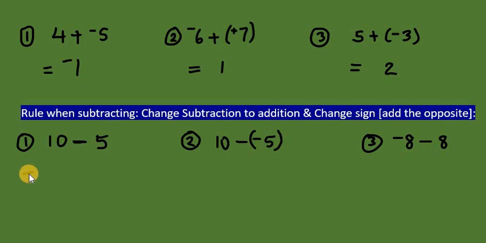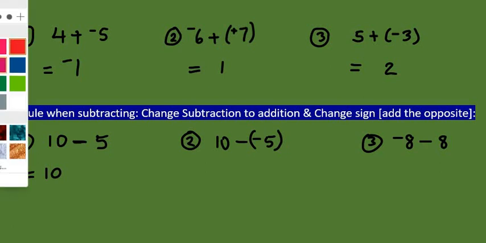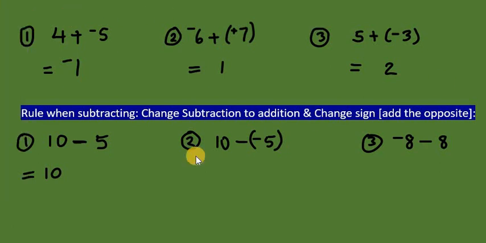In this one, everybody knows that 10 minus 5 is simply 5. Who doesn't know that? However, we want to look at it in a way that will help us with the rest, so that's why we're using what we know already. We're going to change this subtraction to what? As it says, change subtraction to addition.